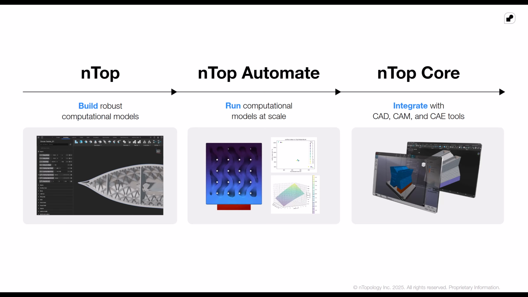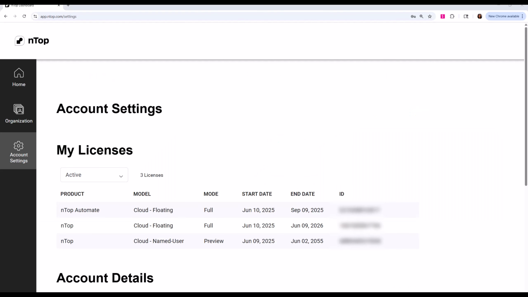All nTop software products, including nTop, nTop Automate, and nTop Core, are desktop applications that connect to cloud services for license authentication, software updates, and usage data transmission. License management and software distribution are centralized through the nTop user dashboard.